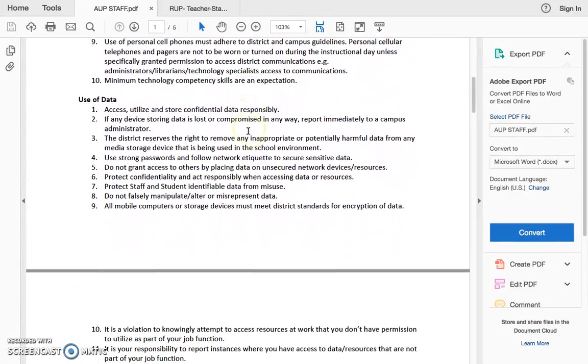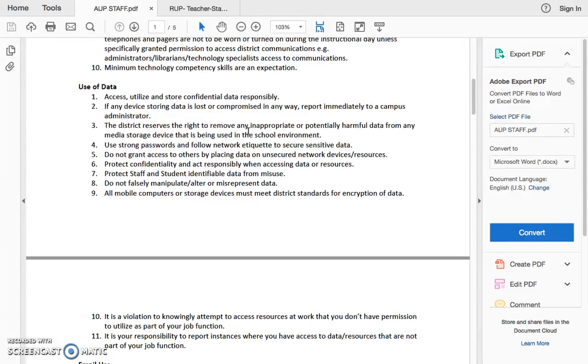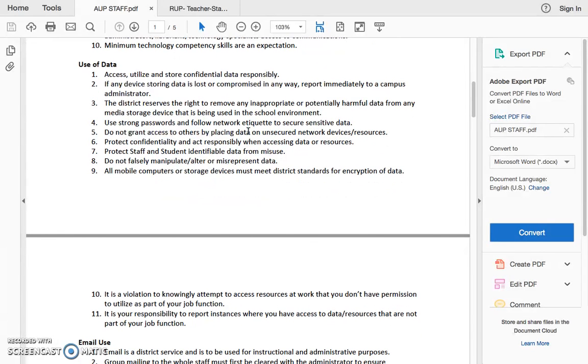Use of data. In this section, staff is reminded that they must maintain confidentiality of data and it is their responsibility. The district can remove any inappropriate data that might harm the network. Strong passwords are required and must be changed regularly. And it is out of line with the policy to manipulate or mistreat data.